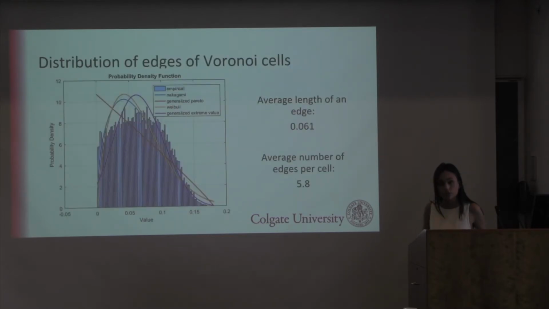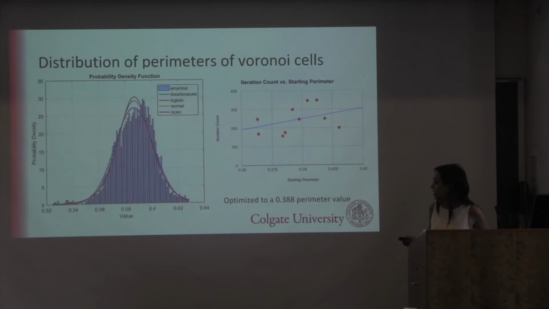So the first question we looked at concerning geometry was the distribution of the numbers of sides for a Voronoi cell. And we found that the average length was 0.061, while the average number of edges per cell was 5.8, which matched the literature that we found.